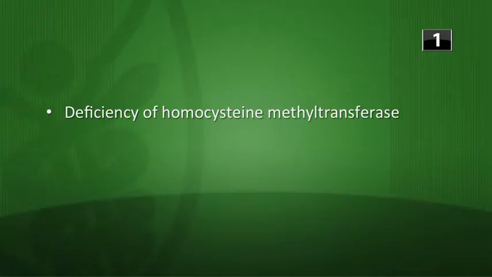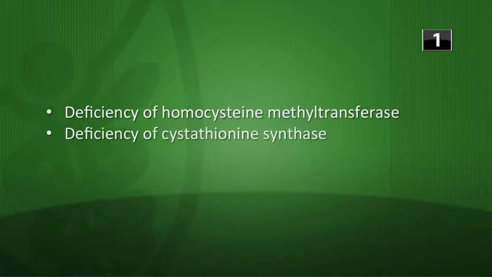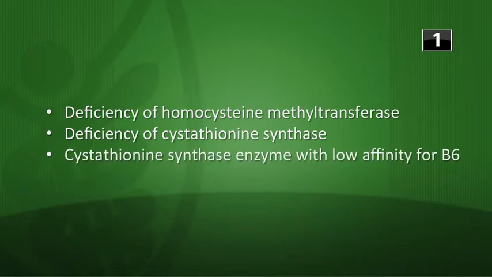So you can have an inherited deficiency of homocysteine methyltransferase, or you can have a deficiency of cystathionine synthase, or the third defect is where you have cystathionine synthase, but the enzyme has a low affinity for that vitamin B6 cofactor. So the enzyme's there, but it won't bind to the cofactor, so it doesn't work as efficiently.